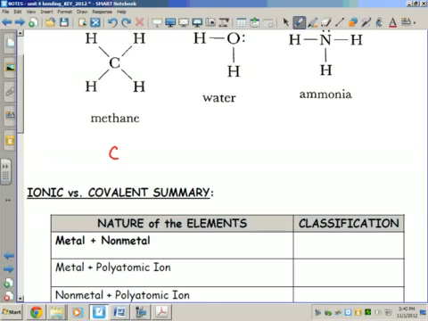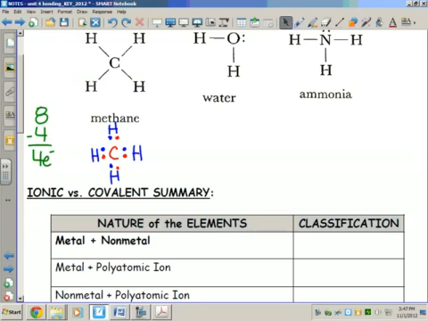So we start with a carbon at the center and 1, 2, 3, 4 valence electrons around the carbon, which means in order to achieve a full octet, 8 valence electrons, it already has 4. Carbon needs 4 electrons. So that's why you see 4 hydrogens around the carbon. There's hydrogen with its 1 valence electron. Here's another, a third, and a fourth.